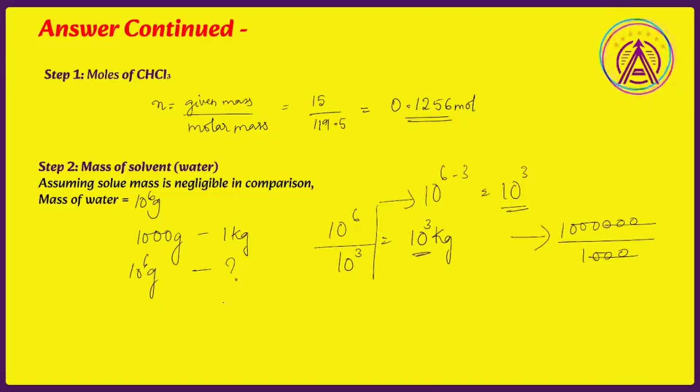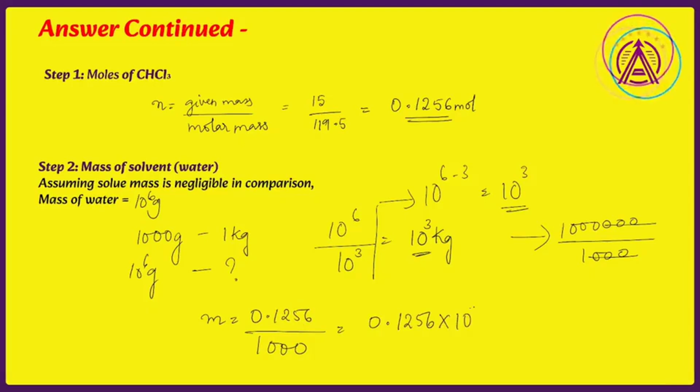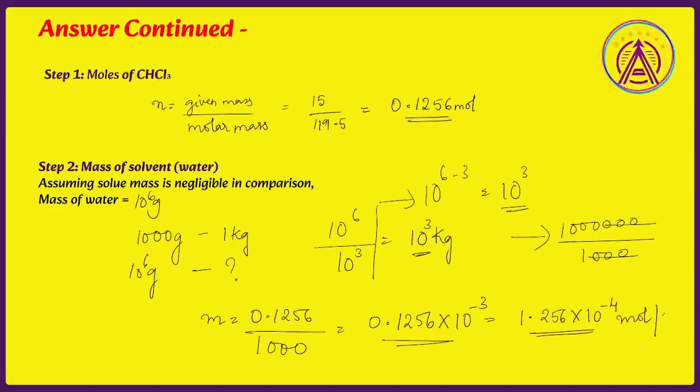Now let's calculate what is our final molality. Molality is nothing but moles of solute 0.1256 divided by mass of solvent in kg, which is nothing but 1000. So I can write this as 0.1256 into 10 to the power minus 3, because here it is 10 to the power 3. When it goes to the numerator, it becomes 10 power minus 3. Or if I'm denoting it in terms of scientific notation, I take my decimal to the right hand side. So I put 1.256 into 10 to the power minus 4. Unit is mole per g.